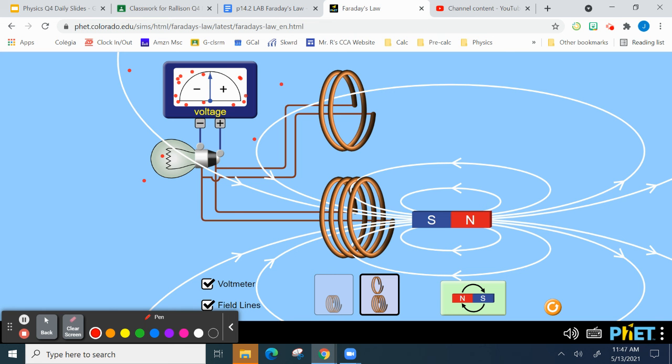Just kind of move it around a little, kind of get a feel for which kind of movements induce more current than others. And that's it for that lab. Bye.